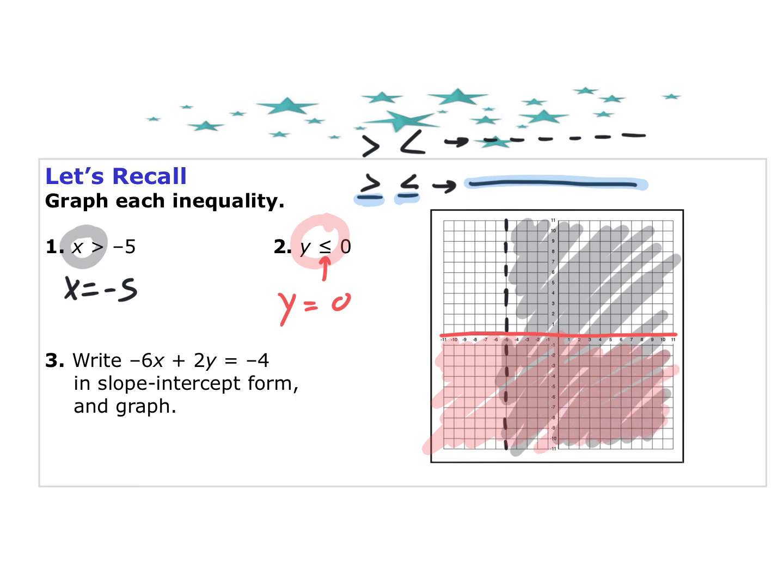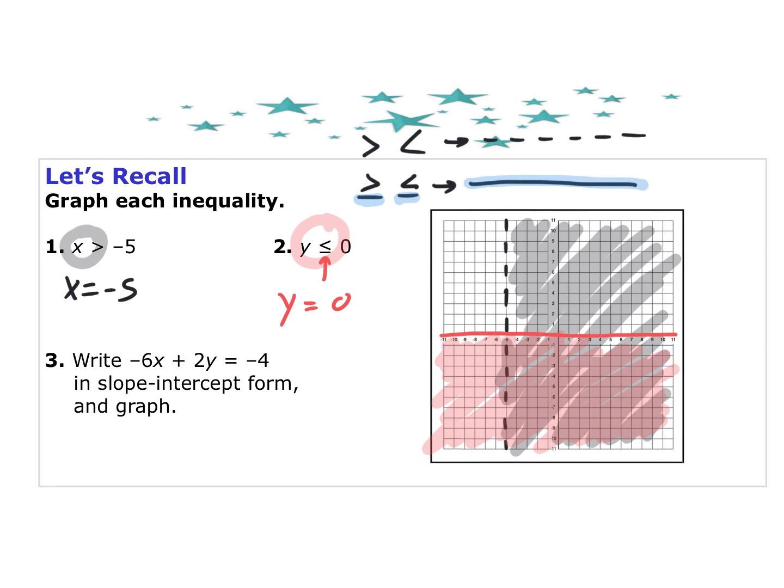The key is realizing which way to shade. It's based on the axis. So if it tells you x is greater than -5, you're going to look at the x-axis and see, okay, this is -5. This is where my line is. I'm going to see which way is greater. So it's going to be to the right, as we drew with the black highlighter.